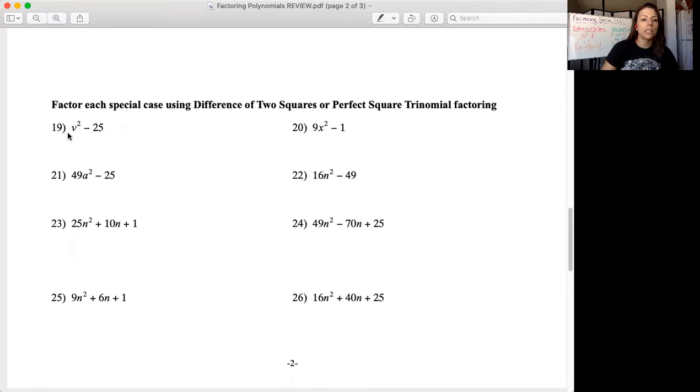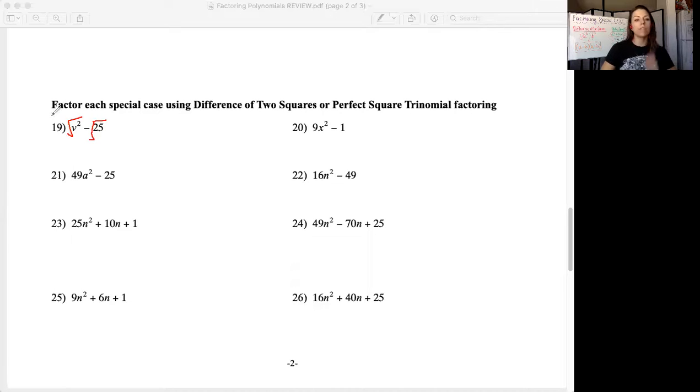To put this into its factored form, I'm going to take the square root of the first term and the square root of the second term. The square root of v squared is v, because v times v is v squared, and the square root of 25 is 5. So my final answer will be a product of two binomials. To create a middle term of 0, one will have addition, the other will have subtraction.